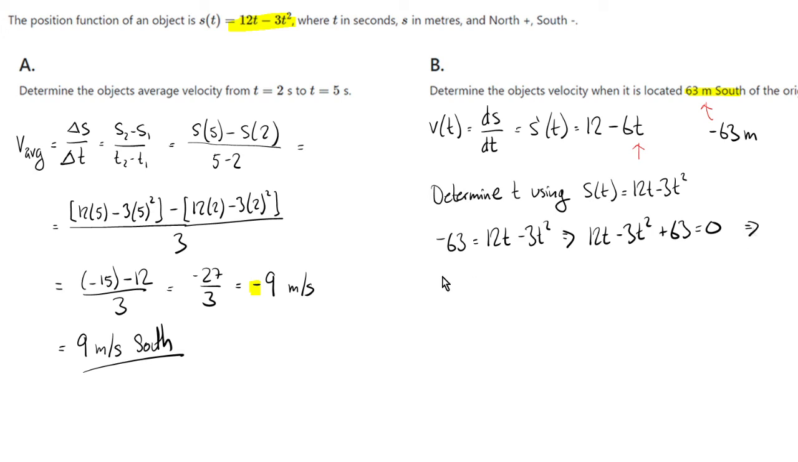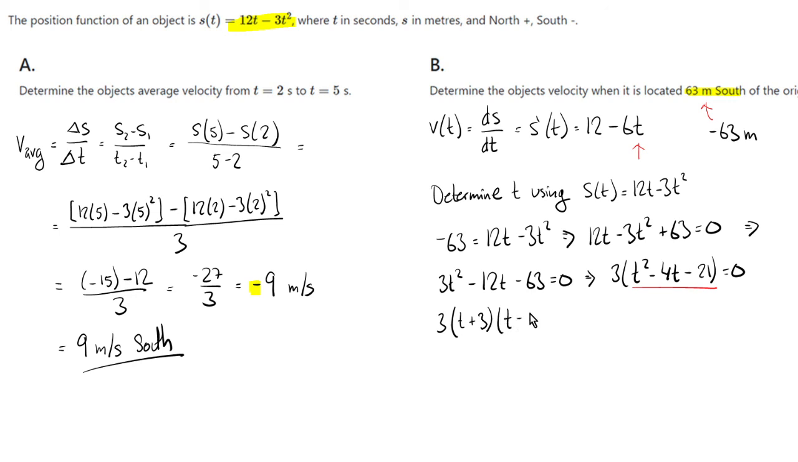So it's going to be 3t squared minus 12t minus 63. We can factor out a 3 as the greatest common factor, which leaves us with t squared minus 4t minus 21. Now we have a trinomial that we can factor. If we factor this trinomial, we're going to get t plus 3 times t minus 7.